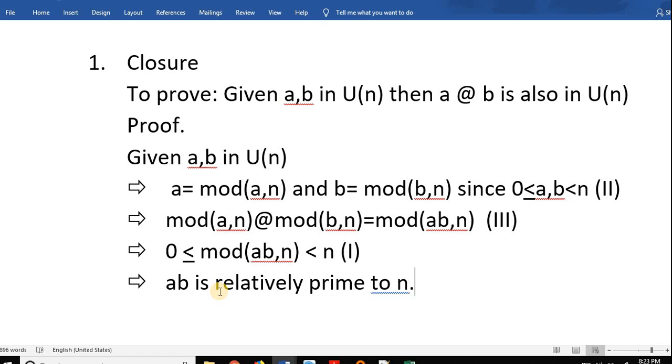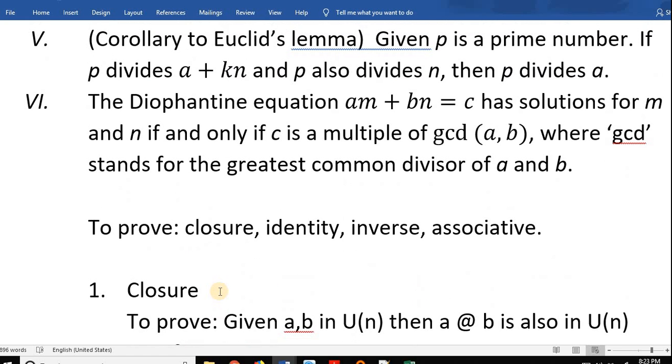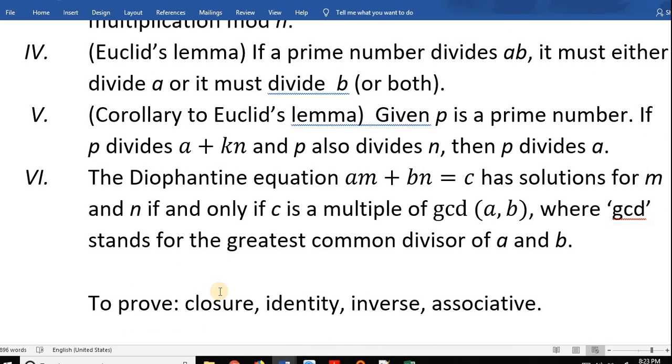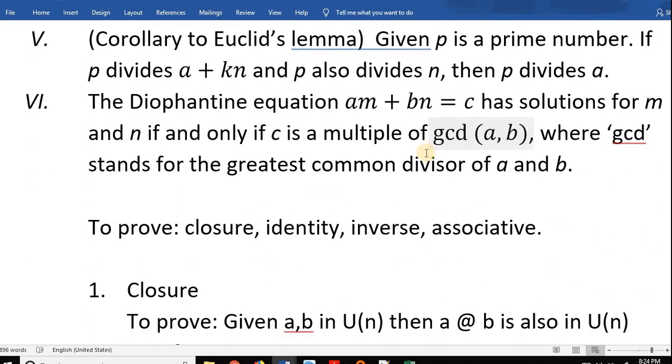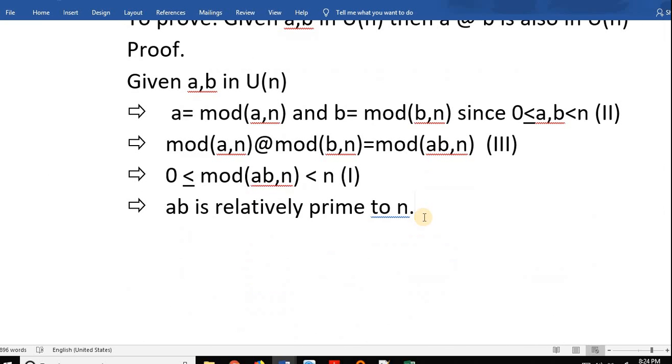Okay. Now what does that follow from? Well, let's see if we have a proposition that gives us Euclid's lemma. If a prime number divides AB, it must either divide A or it must divide B. Right? So because neither A nor B is divisible by n, that means that AB is not divisible by n. So this follows from 4.